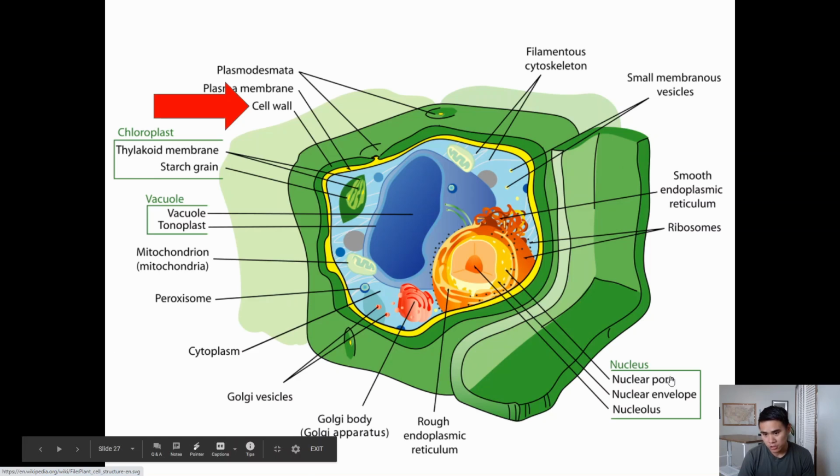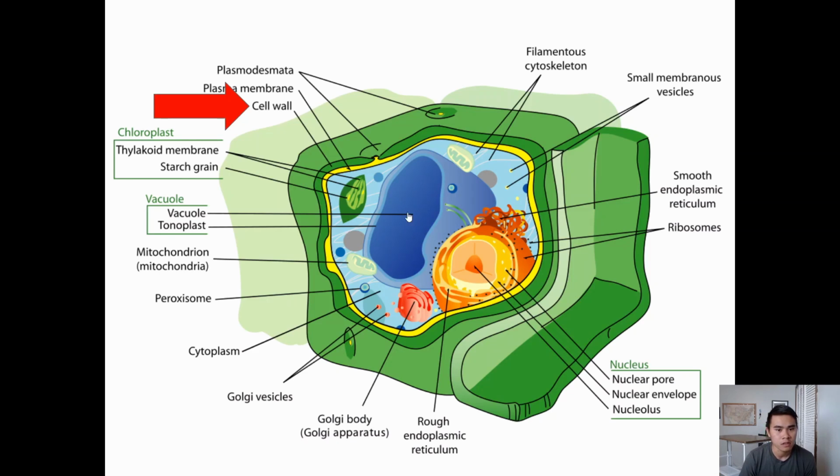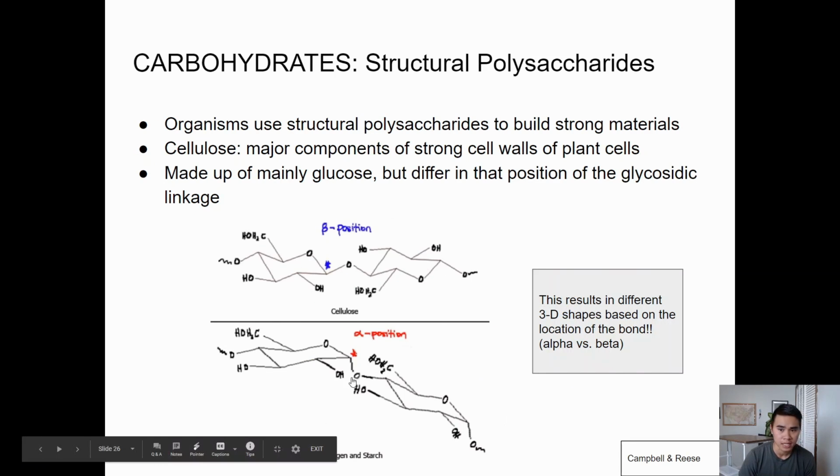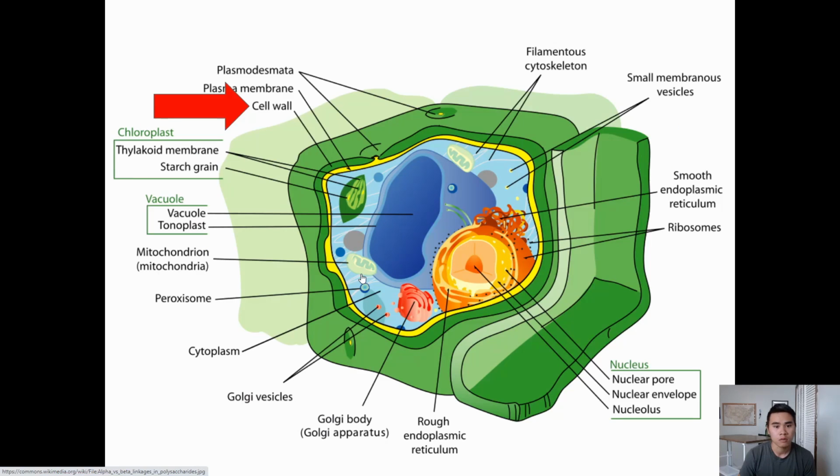And going back to that picture right here, you have the cell wall. Now we know that's made of mainly glucose, but the glycosidic linkage is different. It's on the beta position, which allows it to be used as cellulose to make up this really strong cell wall found in plant cells.